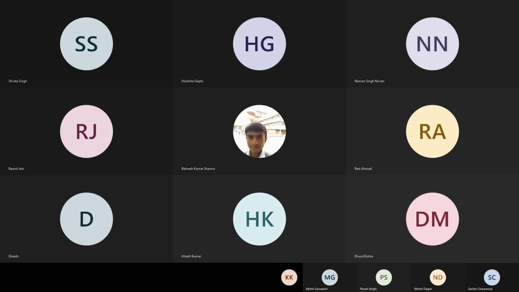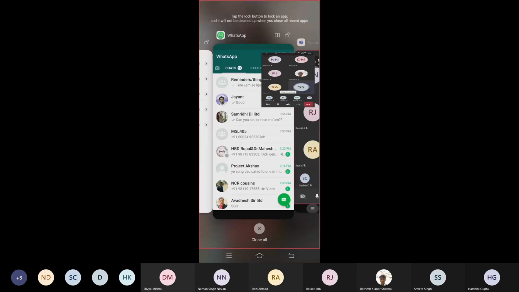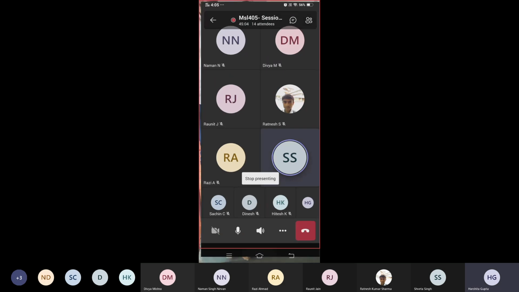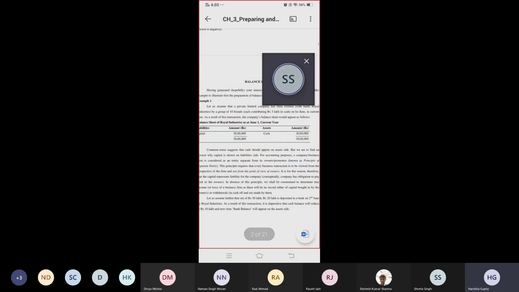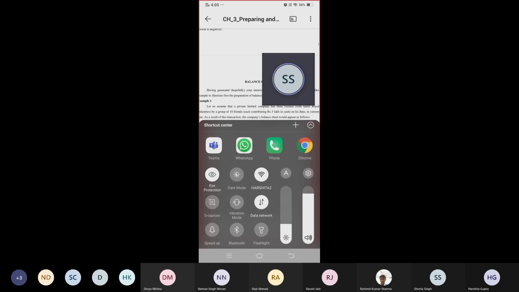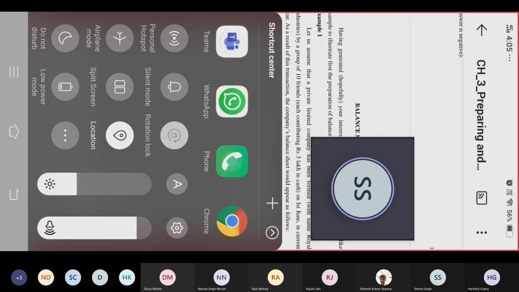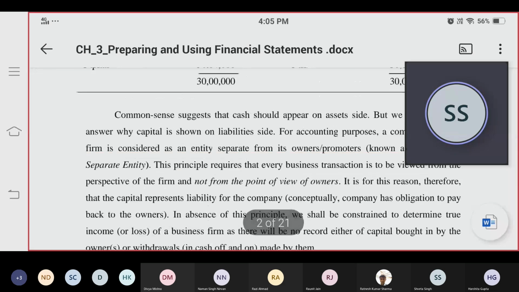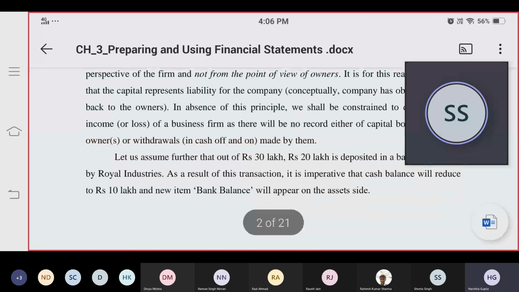Sure, ma'am. Okay. So what you do is, Harshita, just tilt your phone so that it comes in landscape format, because in that format it's very small font size. Okay, ma'am, sure. Just give me one second. Students, can you see the chapter open on Harshita's phone? Can you see that? Yes, ma'am. Yes, better now.